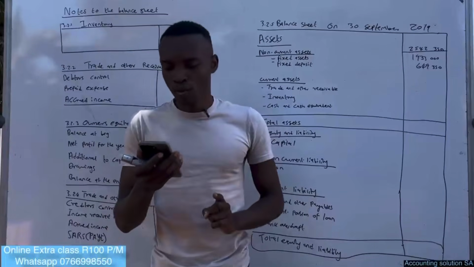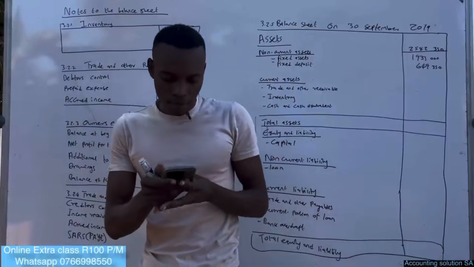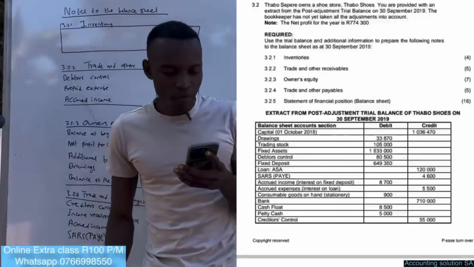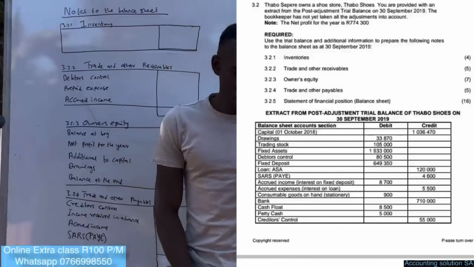Now let's look at the question paper that we have. Let's wrap up our notes and fill in the balance sheet. They say use the trial balance and additional information to prepare the following notes to the balance sheet as at 30 September 2019.